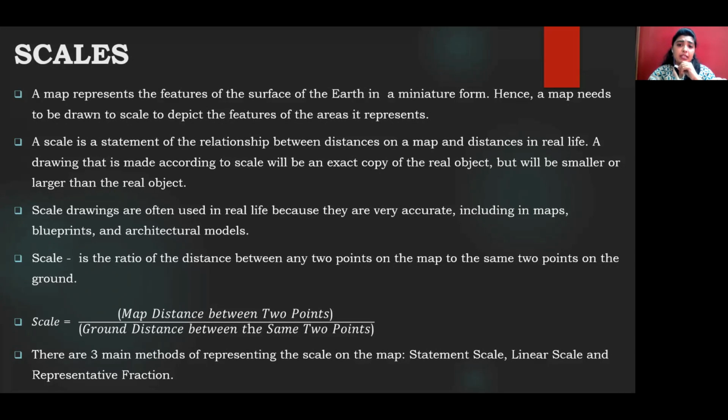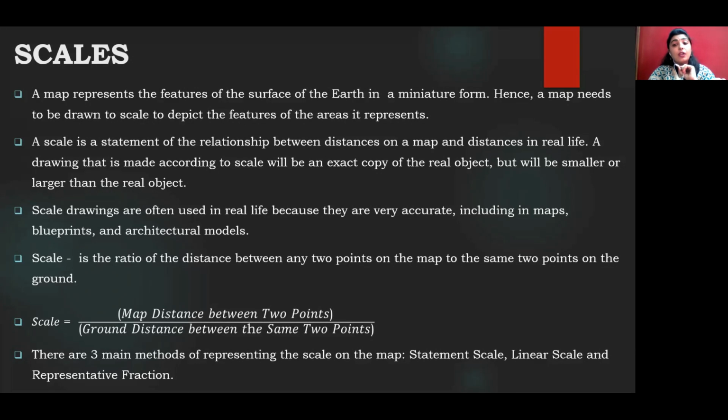So say A and B on a map is about 1 centimeter. Then my ground distance, based on the specific survey that I'll be doing, I'll write, okay, 1 centimeter is 2 kilometers. So A and B, if it is 1 centimeter, then on the ground it is 2 kilometers. If I say that the A and B distance is about 3 centimeters, then according to my scale, which is 1 centimeter equal to 2 kilometers, 3 centimeters will be equal to 6 kilometers.